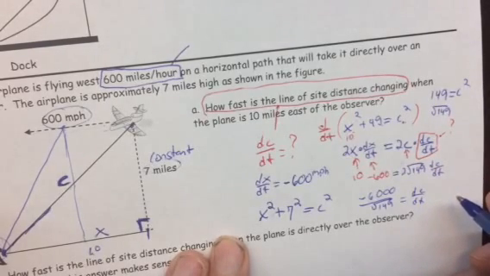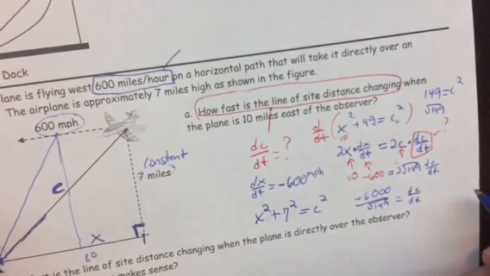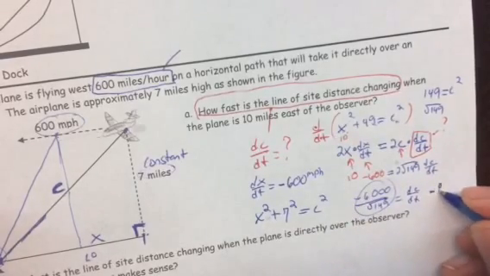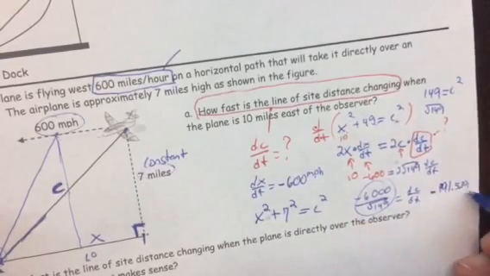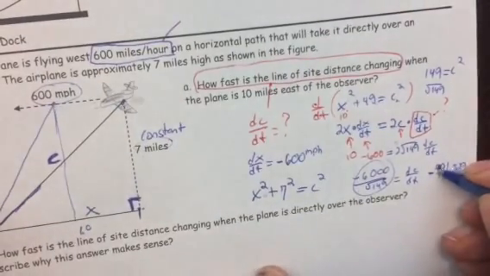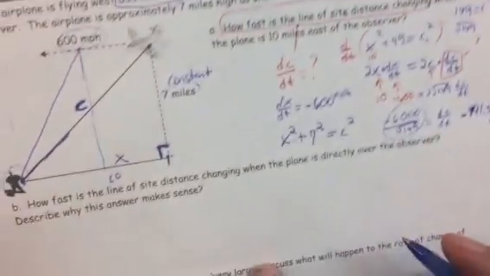Wait, is that right? No, this is number 2. This is 491.529. Now, I would say this needs to be a negative number, so negative 491.529 miles per hour, because the line of sight distance is decreasing. Because it's decreasing, that's what's going on.